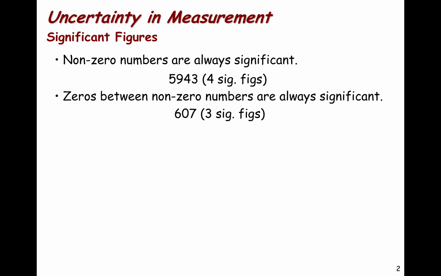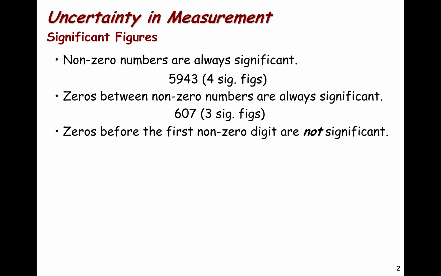In this second example, we have a number that contains a 0. If the 0 is in between non-zero digits, then that 0 must be significant. So, in this case, the 6, the 0, and the 7 are all significant. This number has 3 significant digits or figures.